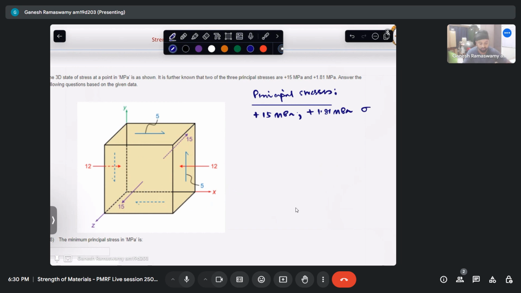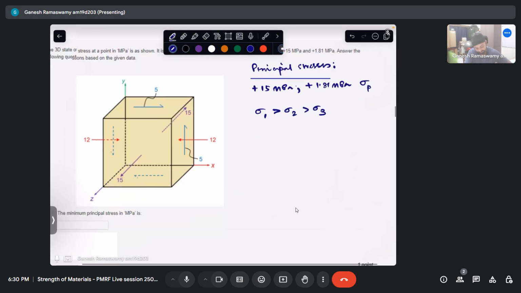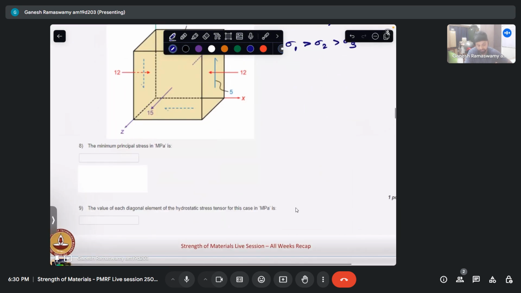And we must always note that sigma 1, sigma 2, sigma 3 should always be labeled in the algebraically decreasing order. Since I don't know the third quantity, I don't know where to put it. So I am just simply labeling it sigma presently. Let it be sigma p for the sake of that being a principal stress. So the question asks, what is the minimum principal stress for this stress block?